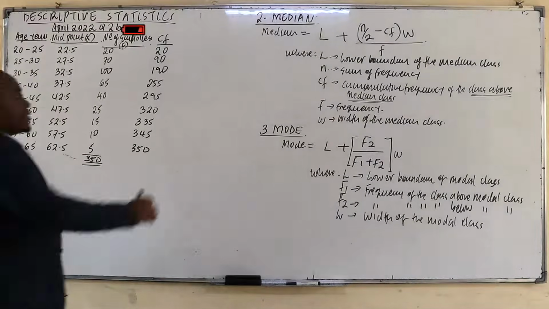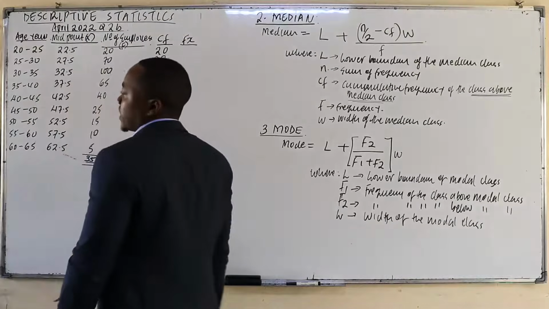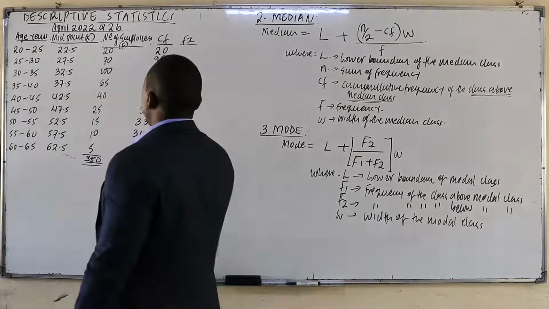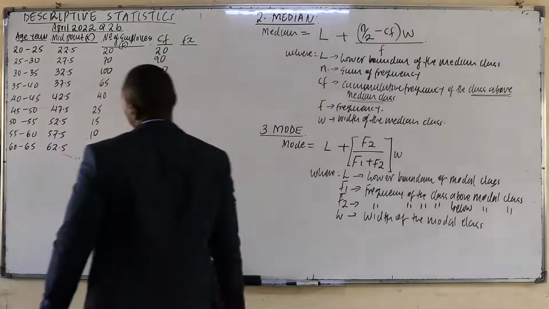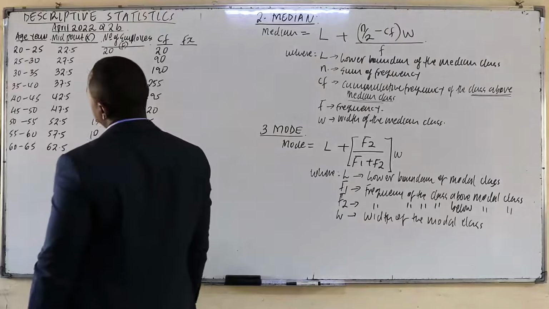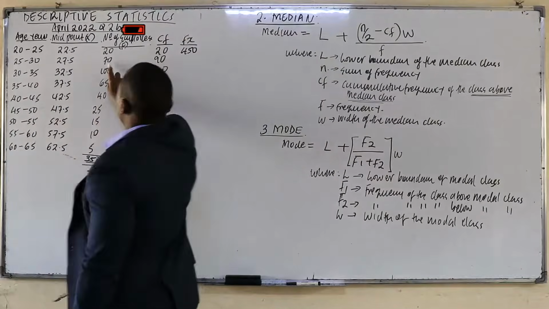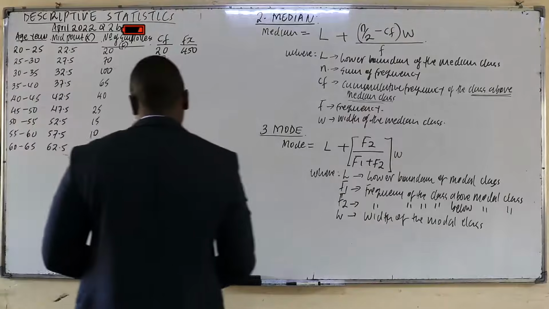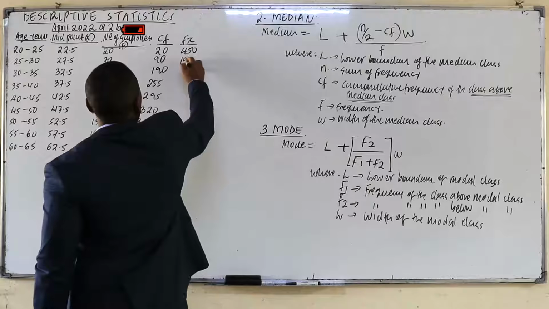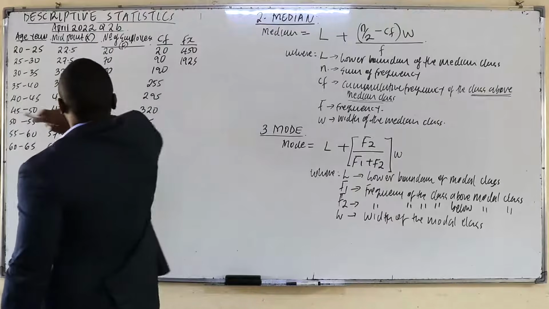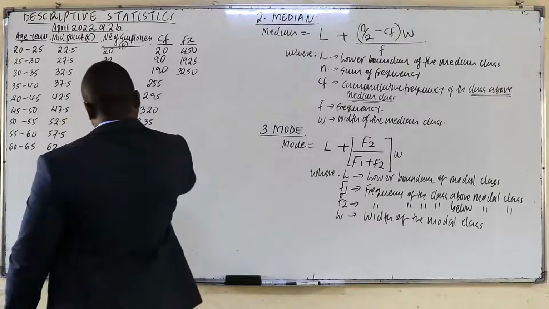We also need fx. That one will help us to determine the mean. So fx, we have f, we have x. 22.5 times 20, you get 450. 70 times 27.5, you get 1925. Then 100 times 32.5, you get 3250.